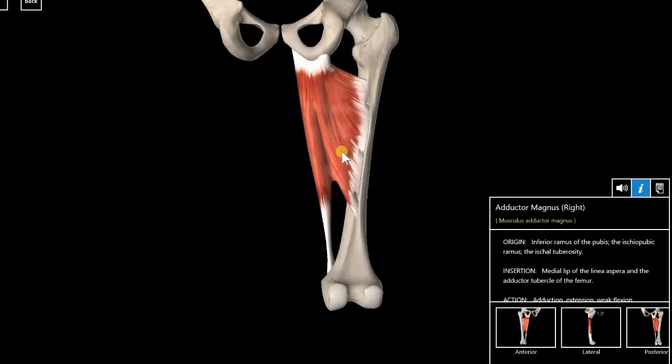Because of its location, hamstring injuries are sometimes misdiagnosed. So in other words, the hamstring is fine. It's the adductor magnus.